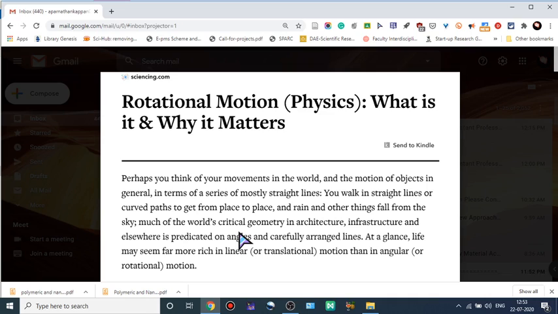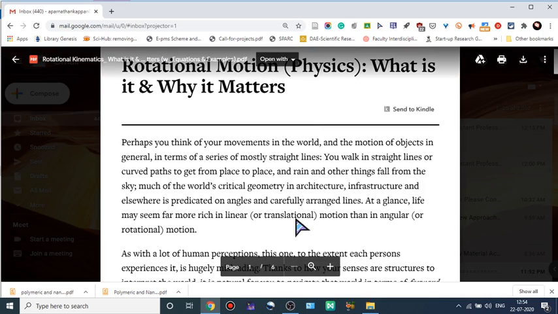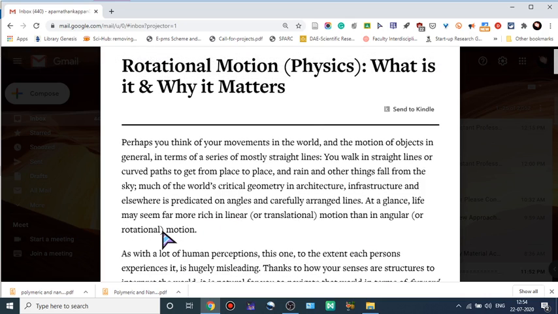In your daily life, we can see that you walk in a straight line or curved path to get from one place to another. At a glance, life may be in linear motion or in angular motion. Angular motion is also known as rotational motion, and linear motion is also known as translation motion.